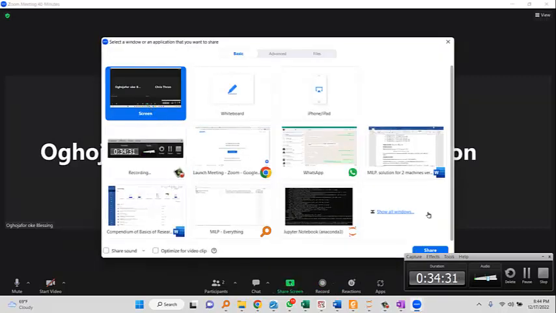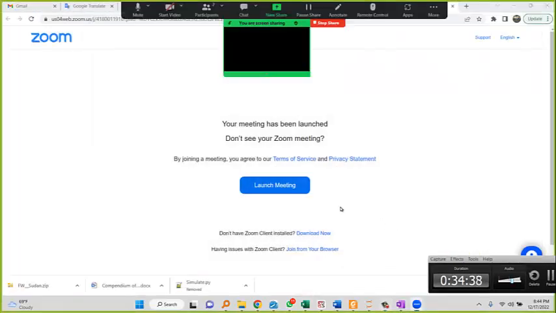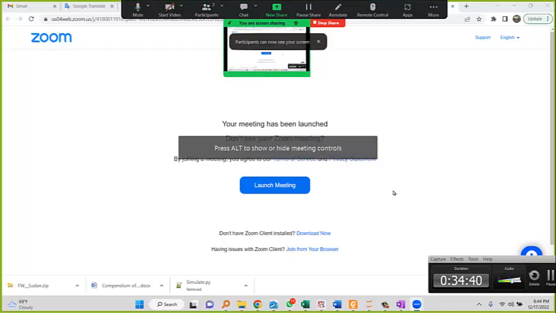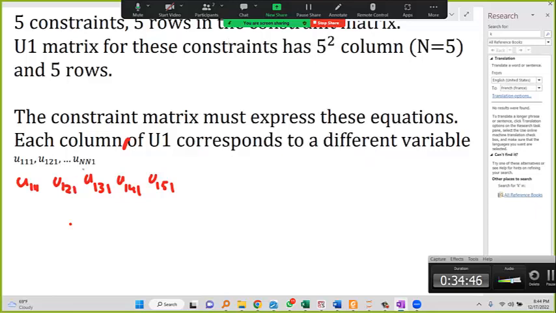So let's continue. What's the next variable? Remember, there are n squared variables. Here we have only 5, so there are 25 variables. What's the next variable? Sorry, my screen is still coming up.